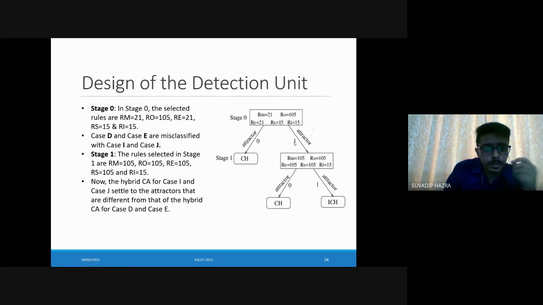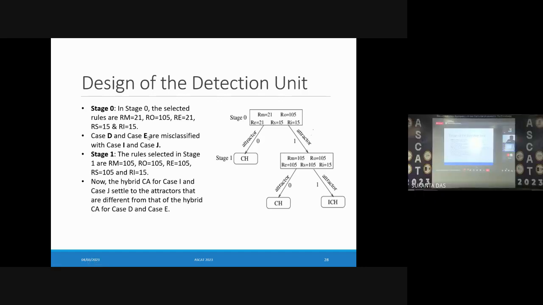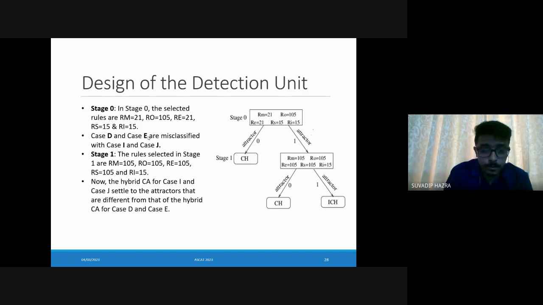But the problem is that some misclassification happens here. Basically, cases D and E are coherent state combinations. But here what is happening?